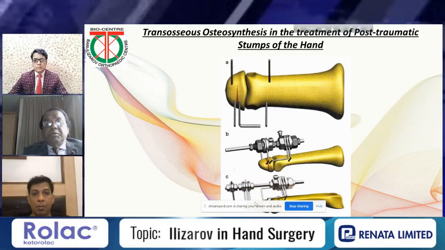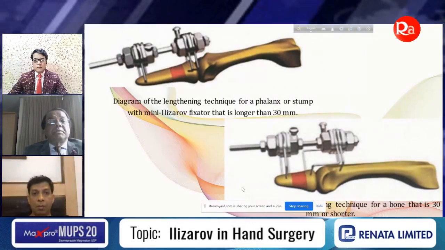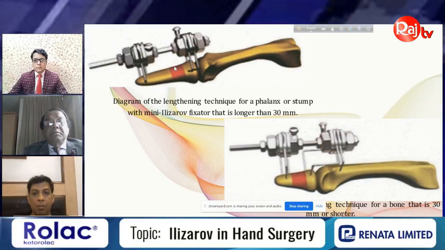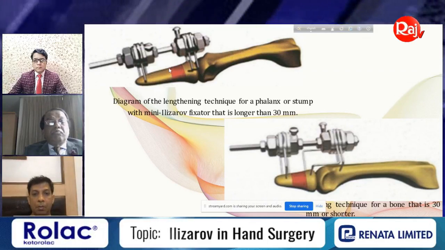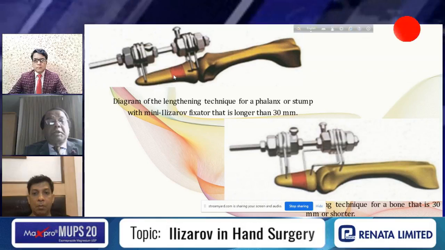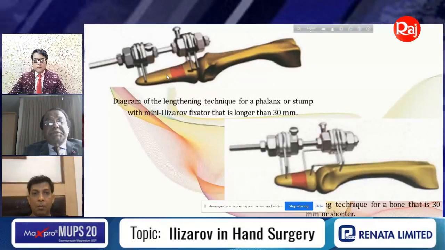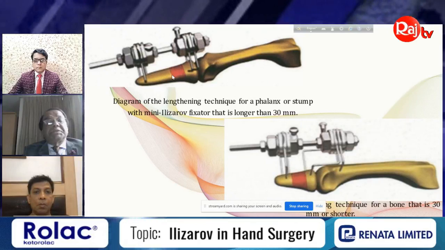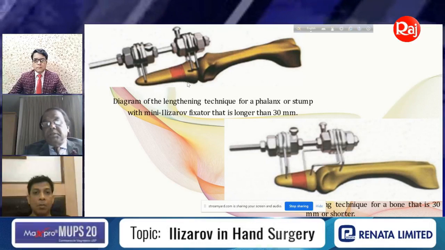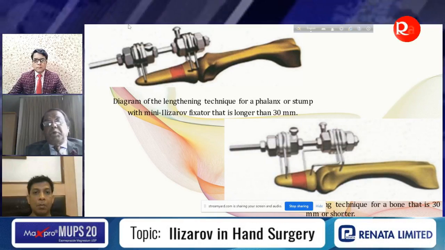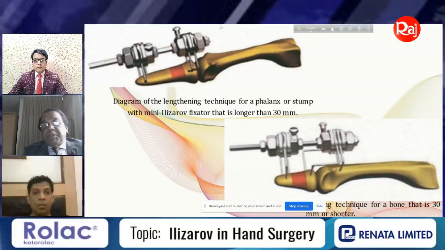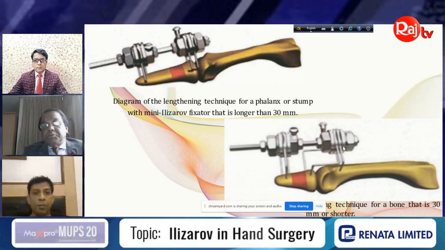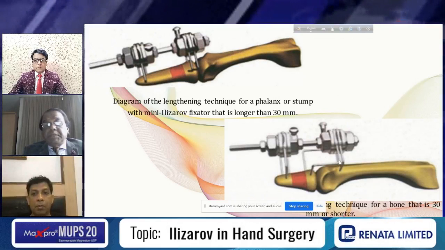Do an osteotomy. Now you can see here the diagram of how you can do the lengthening technique for a phalanx or a stump with the mini Ilizarov fixator, longer than 30 mm, that is 3 millimeter. Now you can see here, this is one way. Another way you can see here is the bending of the wires. This is the fixation. You just put, then bend, then you are getting the result.